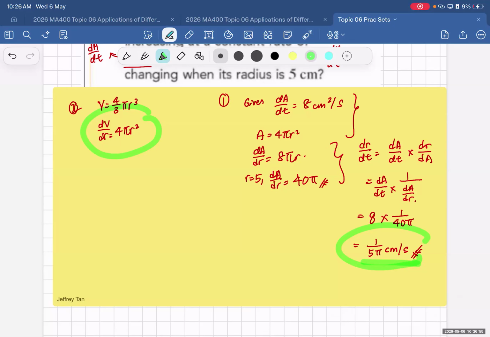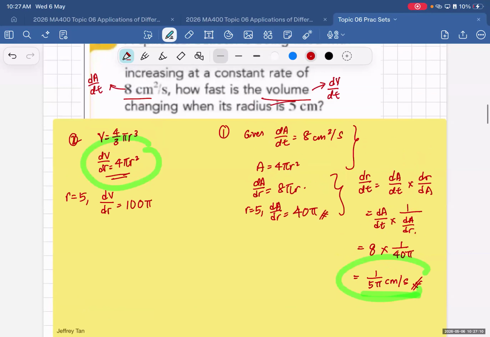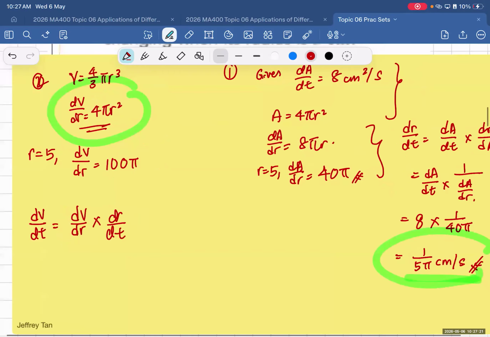Okay, let me explain. Now you are given this, right? If r is equal to 5, can I say that dV/dr is 100 pi? 4 times 25. Now, remember we are finding dV/dt. This is the same as dV/dr times dr/dt. You can do the rest of the stuff. Yeah, it's an open book.